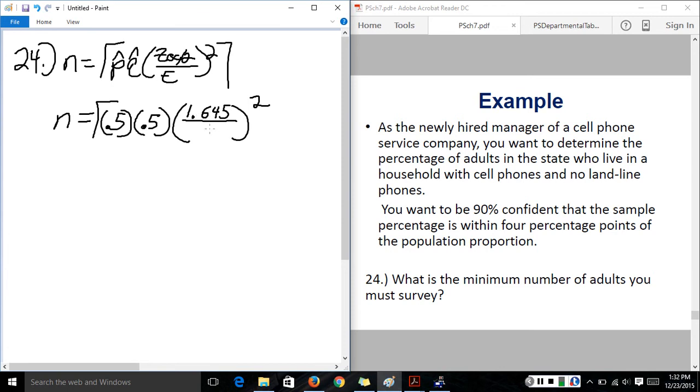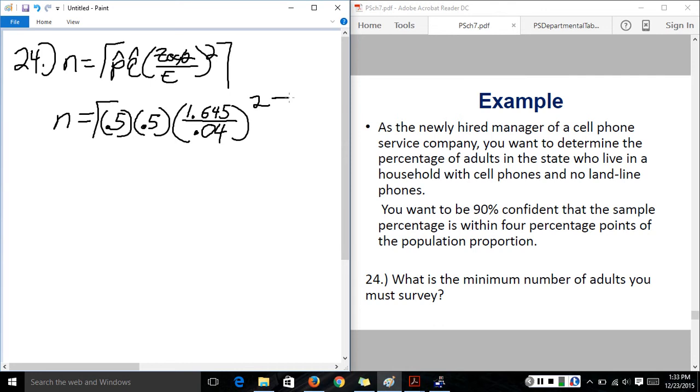Margin of error is E. We want the sample percentage within 4 percentage points. Within is a word that should send up a red flag. You're probably talking about the margin of error when you see a word like that. So 4%. Now change that percent to a decimal. That's very important. So 0.04 is my margin of error.